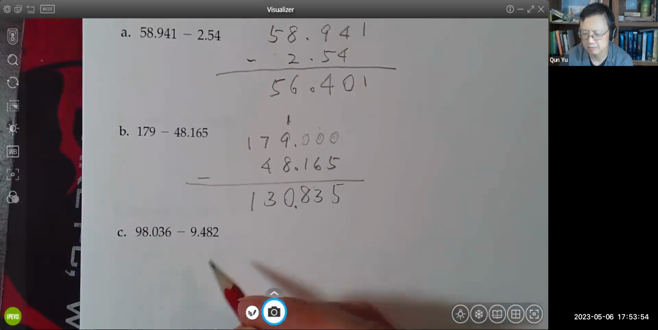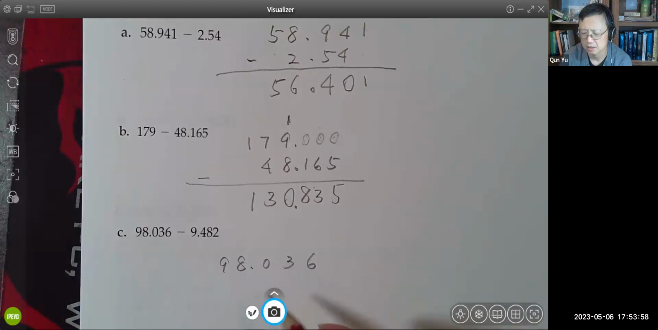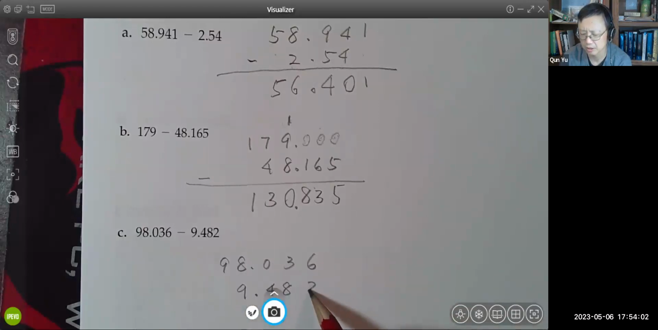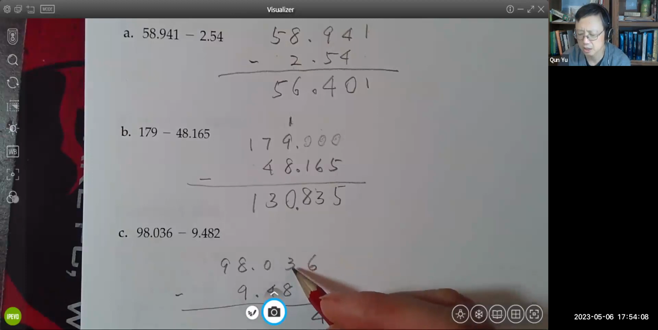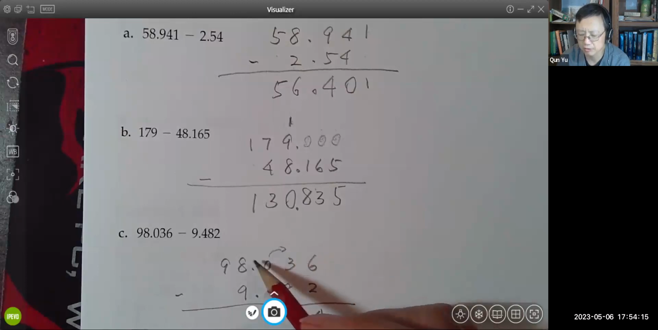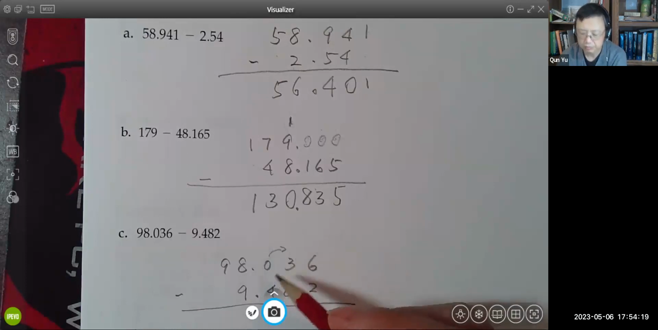Our next example, 98.036 and 9.482. We're going to have borrowing again. 6 minus 2, that's 4. We cannot minus 8, so we just borrow 1 from here. Later on, we borrow from here to make this become 1. But for now, let's just say we borrowed 1 from here.